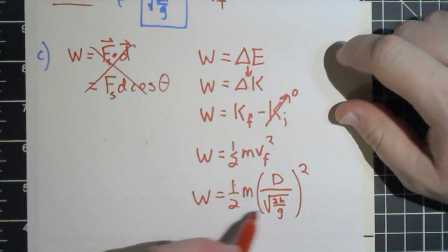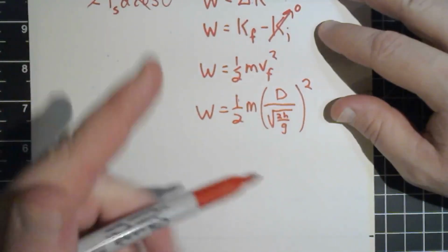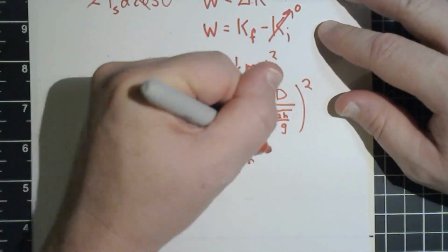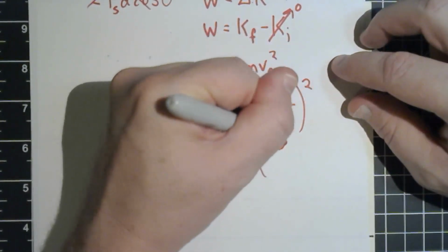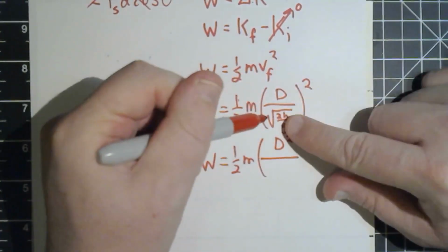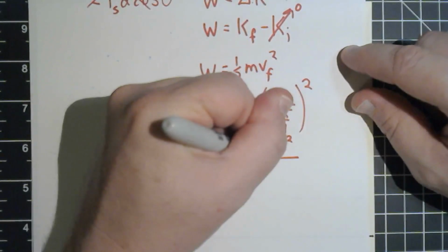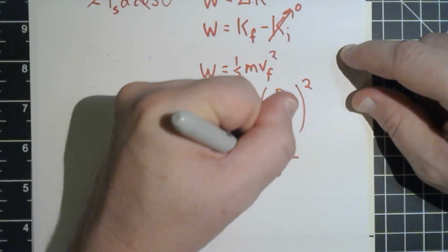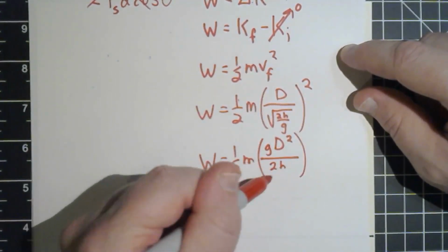And if you wanted to, you could leave it there, but let's go ahead and simplify this a little bit more. So we'll have 1/2 the mass times d squared. I'm just going to do this all up here. D squared divided by, well, we got a square root, so when you square a square root, the square root goes away, divided by 2h over g. Well, I don't want to put a fraction down here, so I'm going to put the g back up top. So it's 2h divided by g.